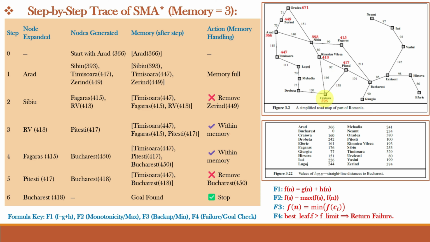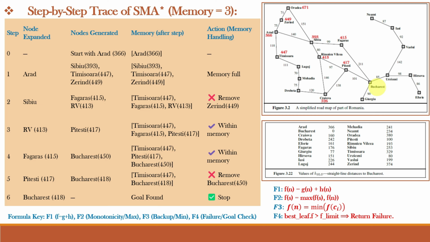So SMA star immediately prunes or cuts Craiova path, and now memory becomes Timisoara 447, Fagaras 415 and Pitesti 417. And after step 3, we are within the memory with only 3 nodes in the memory. Best node now is Fagaras at 415. So in step 4, we expand Fagaras.